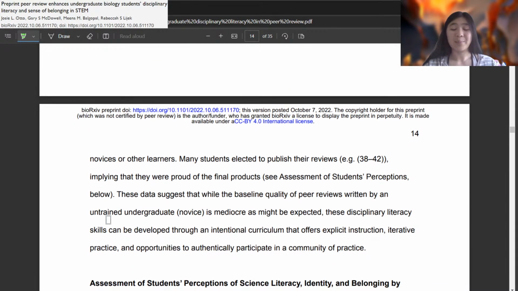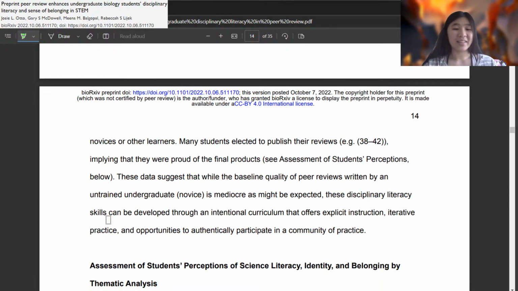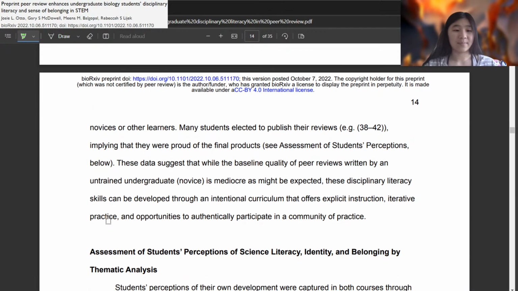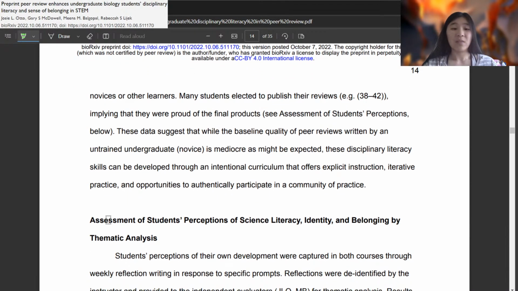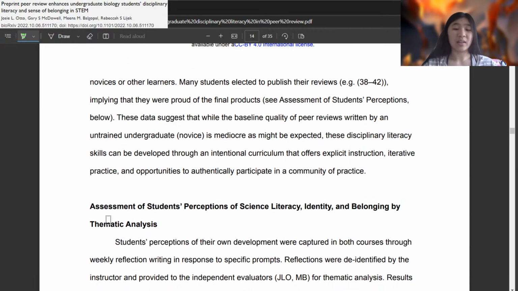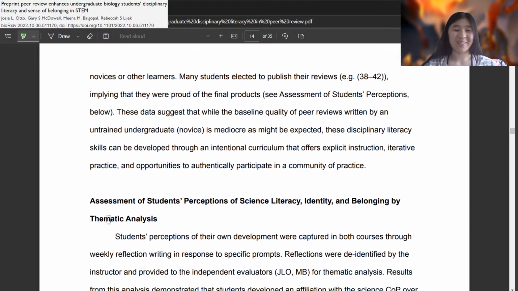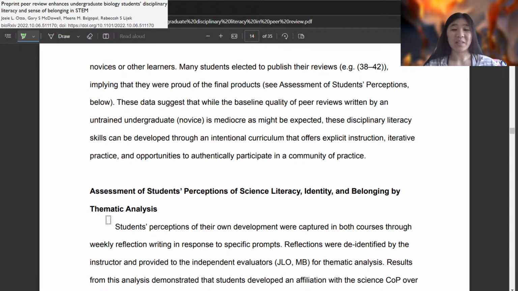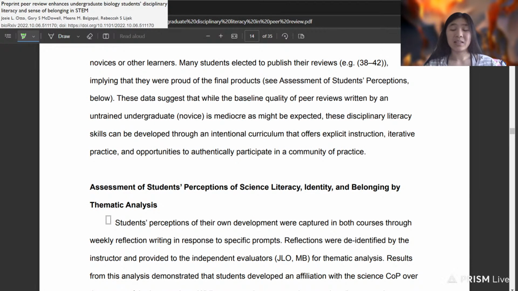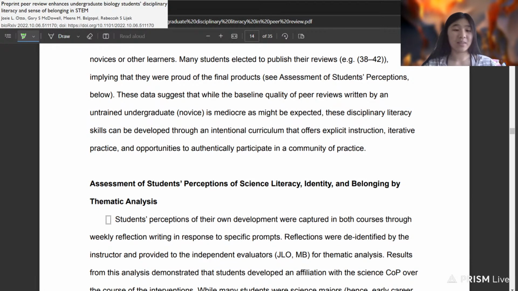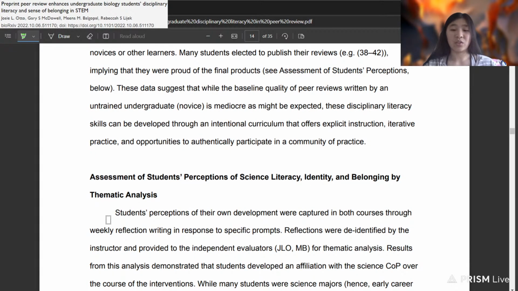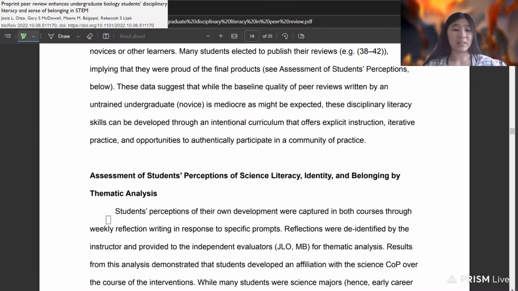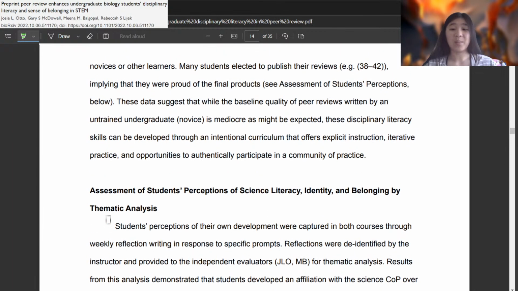Many students elected to publish their reviews, implying that they were proud of the final products. These data suggest that while the baseline quality of peer reviews written by an untrained undergraduate, a novice, and I guess I'd be considered there, is mediocre as might be expected, these disciplinary literacy skills can be developed through an intentional curriculum that offers explicit instruction, iterative practice, and opportunities to authentically participate in a community of practice.